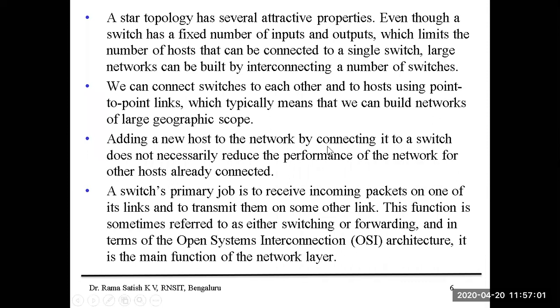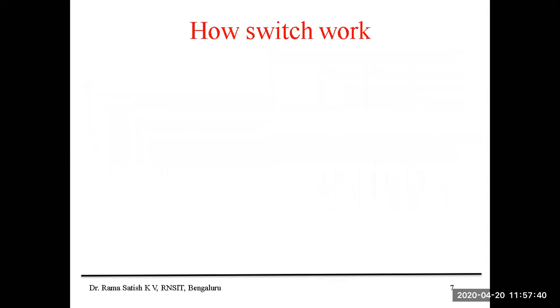The switch's primary job is to receive incoming packets from one of the links and transmit them on some other link. This function is sometimes referred to as switching and forwarding, and in terms of the OSI model, this work is done by the network layer. So your switches, routers, and bridges all work in the network layer.